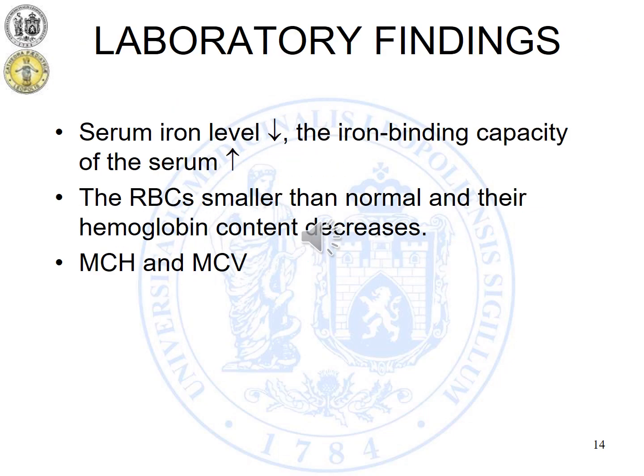Laboratory findings. Normally, serum iron level decreases in anemia, the iron binding capacity of the serum increases, and the percent of saturation falls below normal. Red blood cells become smaller than normal, and the hemoglobin content decreases. The morphological characteristics of erythrocytes are best quantified by determination of mean corpuscular hemoglobin and mean corpuscular volume.